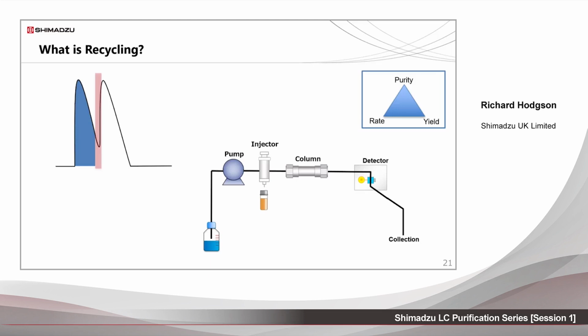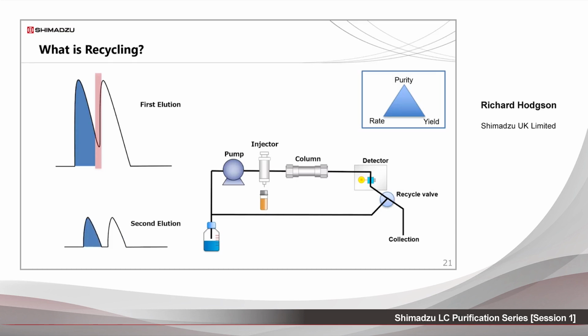What we want to do is recycle. This can be done manually by collecting the peak, drying down, reconstituting and re-injecting, all of which takes a long time. A better way to do this is automatically. If we fit a recycle valve after the detector and before the collection, any such mixed bands can be rediverted back into the flow path so it passes through the column a second time, leading to an increase in yield.